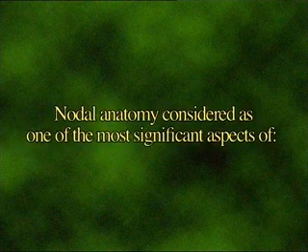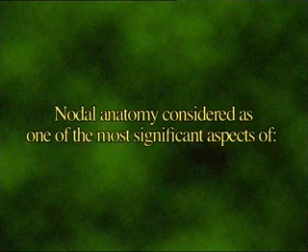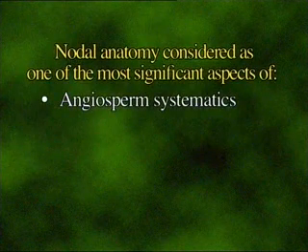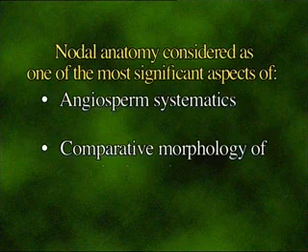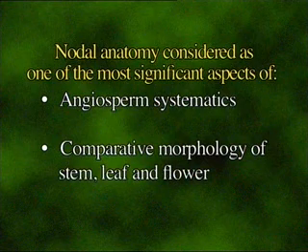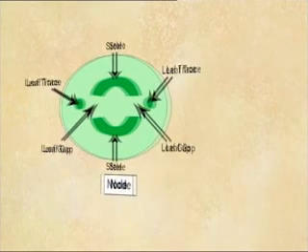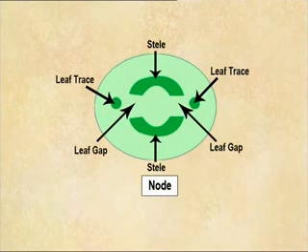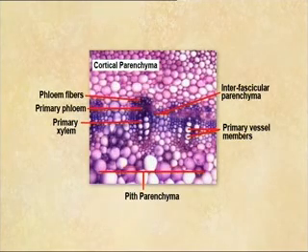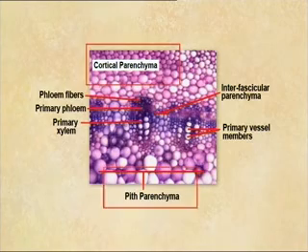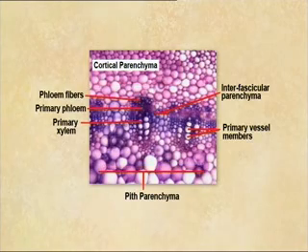Nodal anatomy is considered one of the most significant aspects of angiosperm systematics and of the comparative morphology of stem, leaf and flower. The detailed histology of the vascular bundles may be different at a node, a feature particularly determined by the lack of elongation. The cortical and the pith cells may be shorter. There may be less sclerenchyma and more collenchyma than in the internodes.